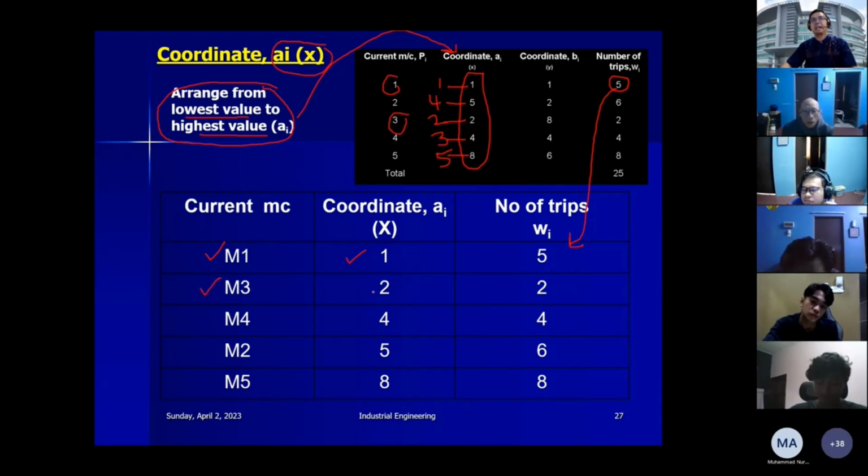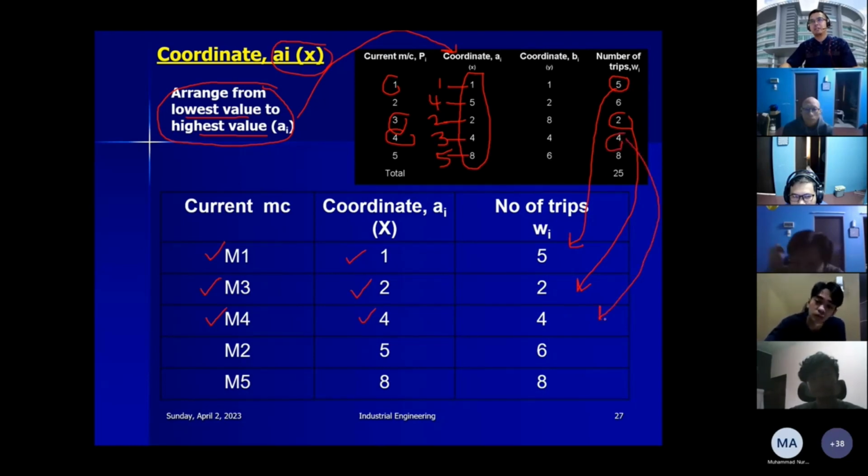What is the coordinate AI for machine number 3? It is 2, correct. What is the number of trips? Look here, 2. So put it on this graph here. And the third lowest value is 4, machine number 4. Double check machine number 4: the coordinate AI or X is 4, and the number of trips is still 4. So please put 4 here.